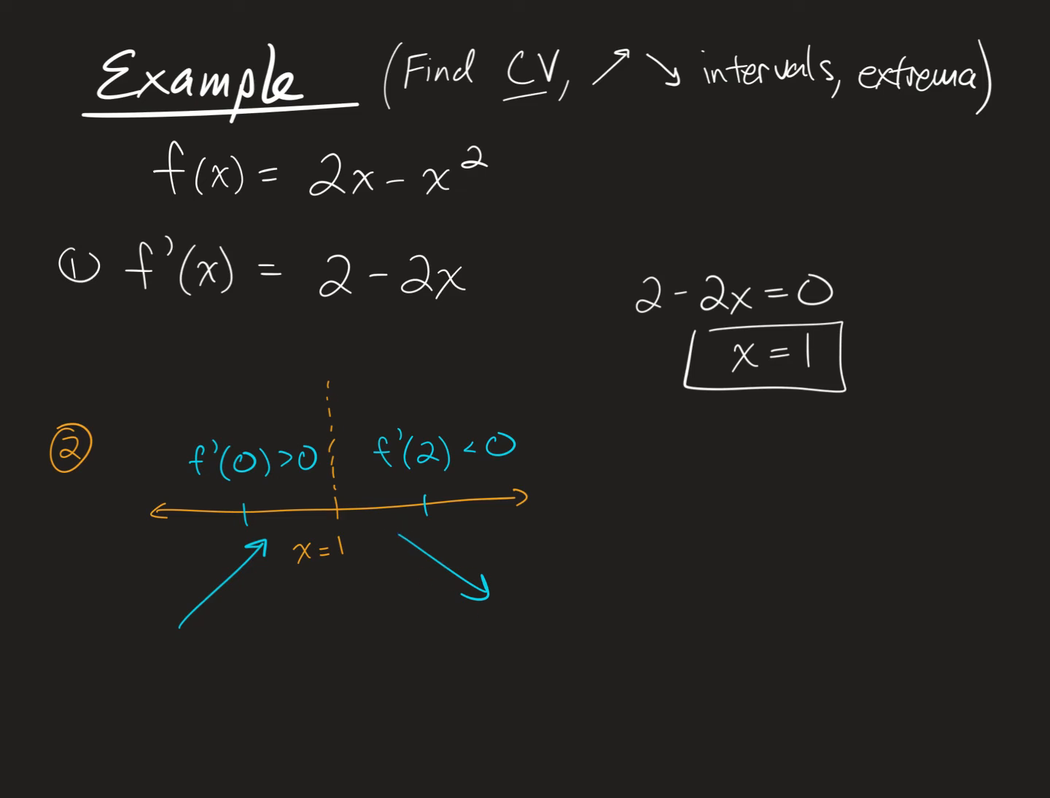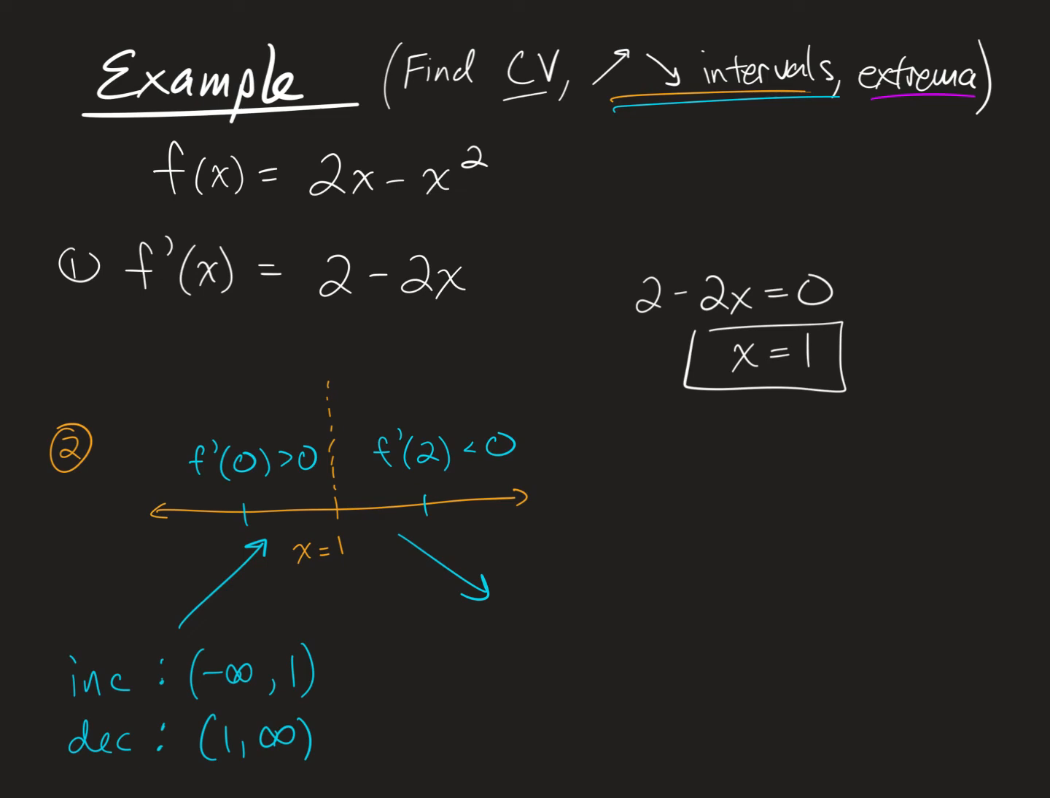Okay, so you can see we go from increasing to decreasing. So we can write those intervals out here, increasing from negative infinity to 1, and decreasing from 1 to infinity. So that was part 2, mostly in orange and blue, so I'm going to underline that here and here. The last piece of this exercise, or example, is to find any extrema.